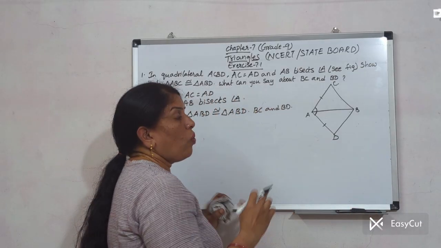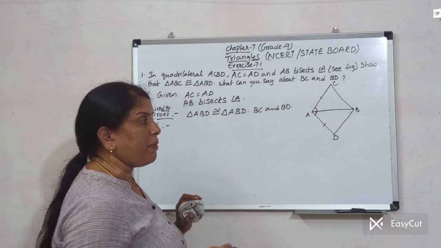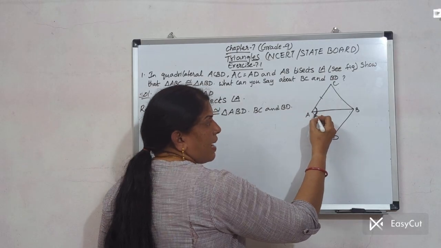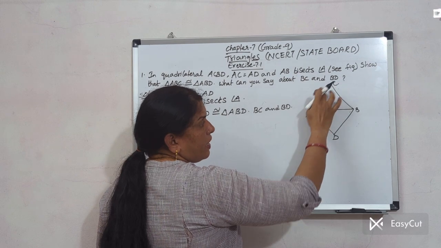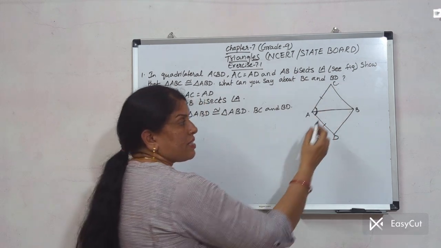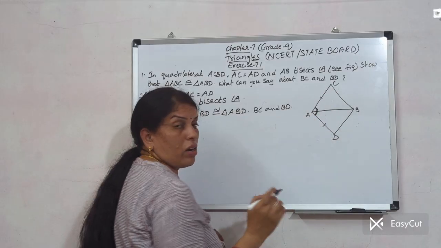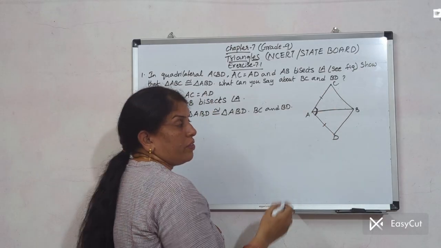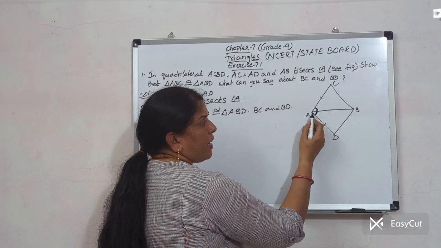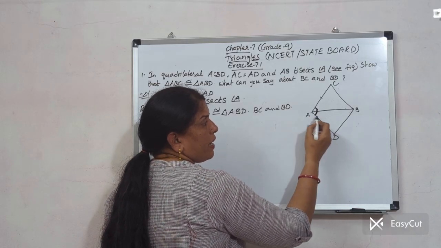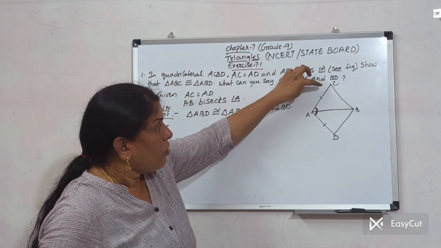Same like that. What did they give in the question? They told us AB is a bisector. That means this angle and this angle are equal. This angle we can denote using three letters: angle CAB or angle BAC. This angle we can read as angle DAB or angle BAD. These two angles are equal. Understood? One side is equal.